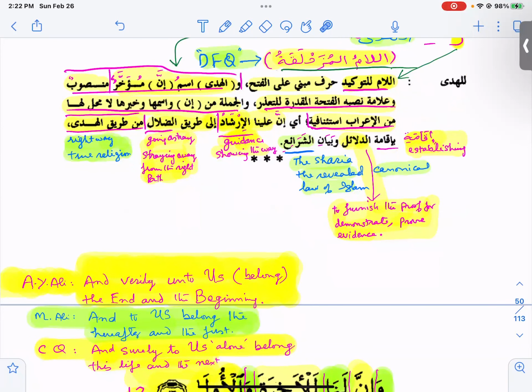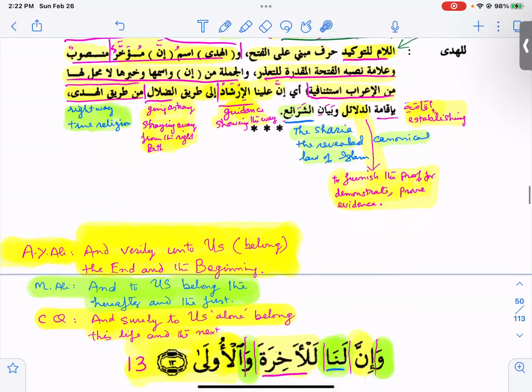Then here is bi-iqamati, establishing dalail, arguments, evidence, proofs, to furnish the proof. Wa bayani shara'i. This is Sharia, the revealed canonical laws of Islam. Allah shows the dalail to guide us to the Sharia, the revealed canonical law of Islam. Fine.